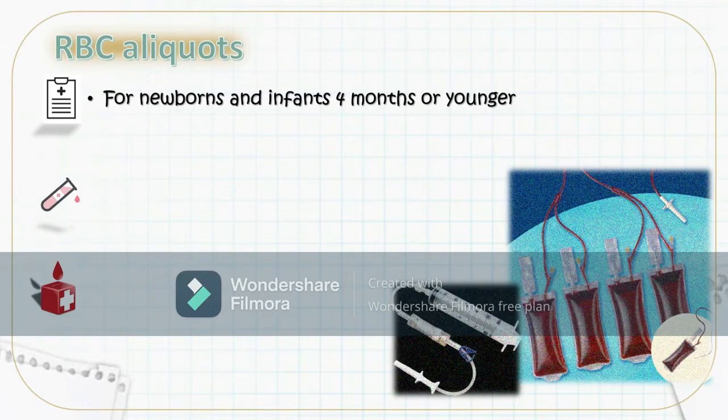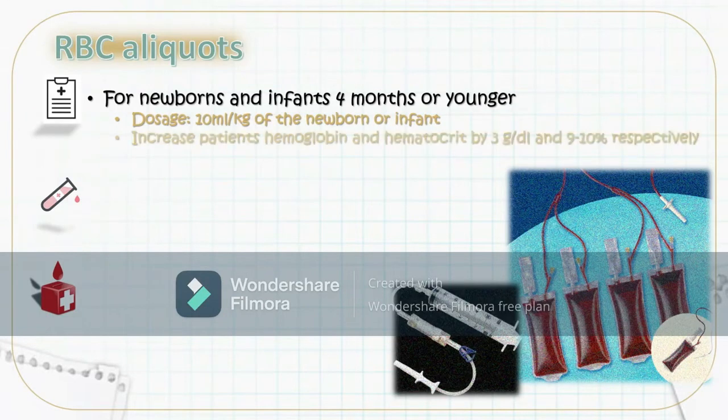Once RBC aliquots are prepared and transfused, the dosage given to newborns is at a rate of 10 ml per kilogram of the newborn or the infant. And with this dosage, RBC aliquots will be capable of increasing the hemoglobin and hematocrit of newborns and infants by approximately 3 grams per dL and 9 to 10% respectively.